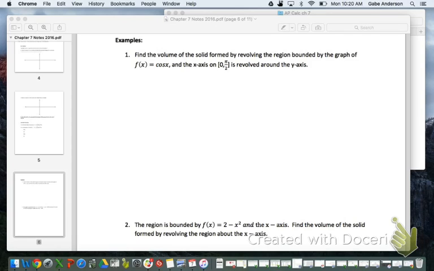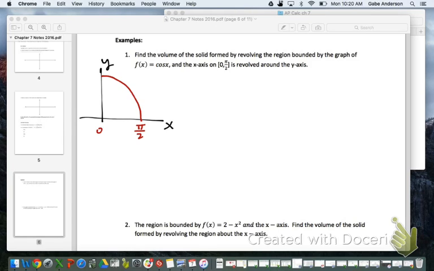Okay, so number one, find the volume of the solid formed by revolving the region bounded by the graphs of f of x equals cosine x and the x-axis on the interval from 0 to pi over 2 if that region is revolved around the y-axis. So I am going to draw a picture of this. I think that's extremely useful to try to visualize what's going on. So here's my y-axis, here is my x-axis, and then of course y is equal to cosine of x on the interval from 0 to pi over 2 looks something like this.